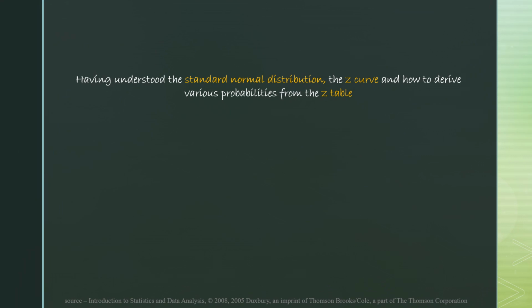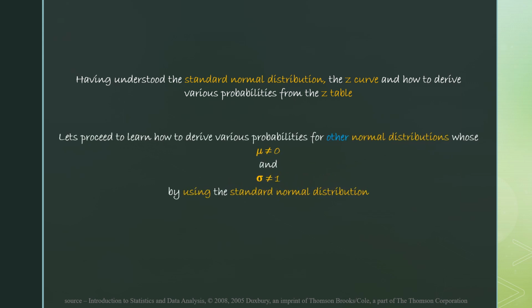Having understood the standard normal distribution, the z-curve, and how to derive various probabilities from the z-table, let's proceed to learn how to derive various probabilities for other normal distributions whose mean value does not equal 0 and standard deviation does not equal 1 by using the standard normal distribution. In order to do that, we need to understand the relationship, in other words, the mapping between the two distributions.